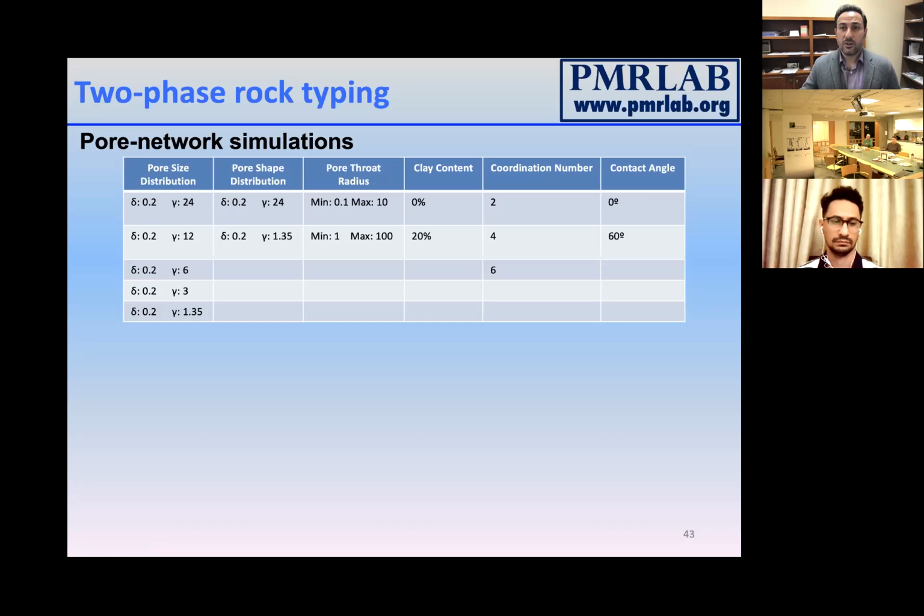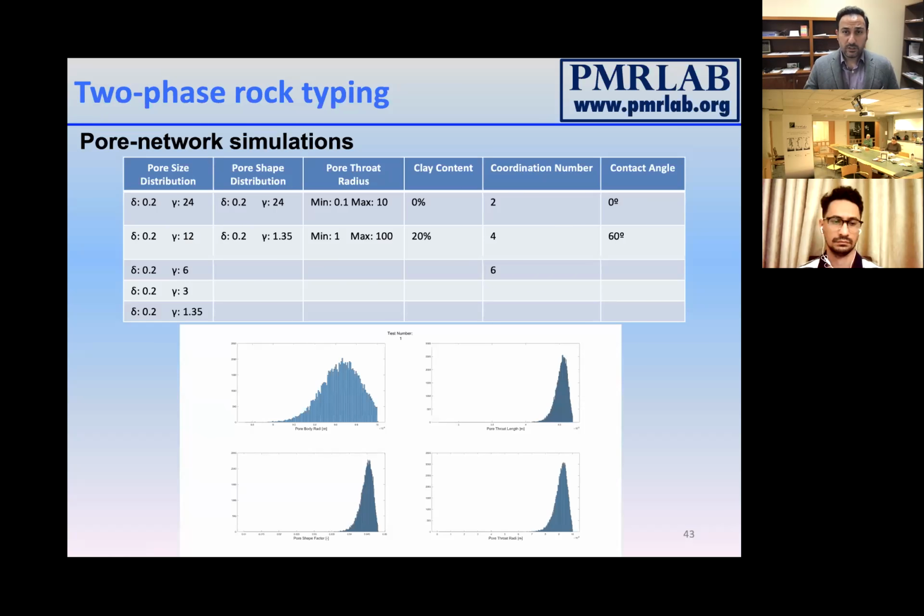So we use 2 different contact angles, 0 and 60. And overall, we came up with 240 simulations. So we have 240 different cases, 240 water relative permeability curves. Here is pore network 1.